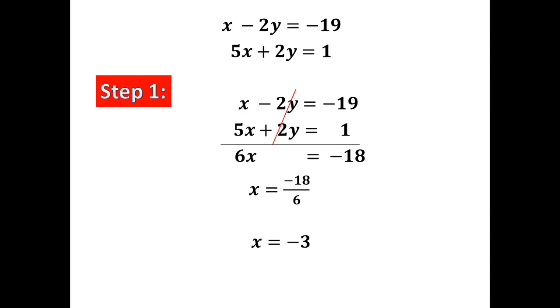So the slide is messed up as usual. Okay, so you will cancel minus 2y and plus 2y.